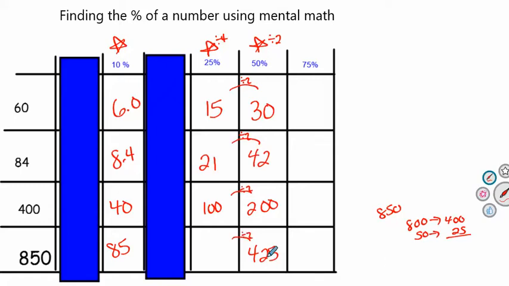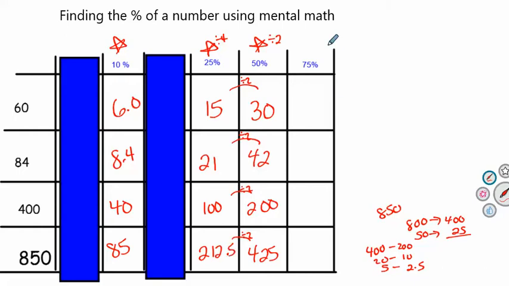Okay, I'm going to break this apart too. Okay, so I'm going to break that into 400, and then 20, and then 5. So half of 400 would be 200. Half of 20 is 10, and half of 5, remember, that's going to be in the decimal, 2.5. So that would be 212.5. Okay?